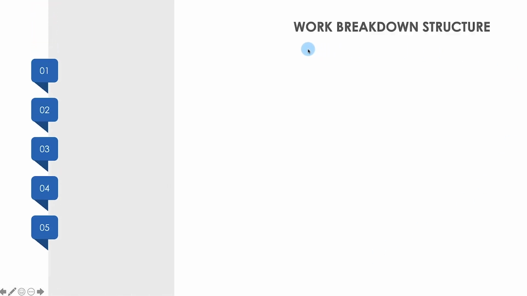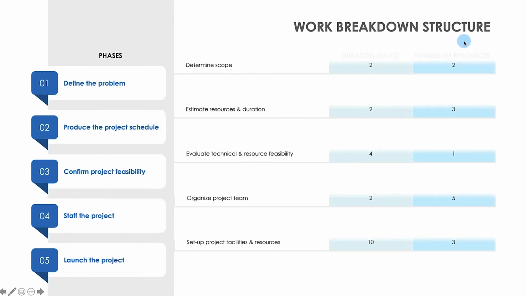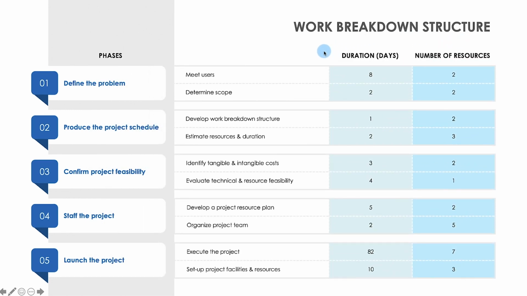A table layout of WBS allows room for even more detailed activities that correspond to each phase. This table WBS includes quantitative measurables like the duration of time and number of resources needed to complete each task. This can easily be substituted for qualitative inputs if you need more description.